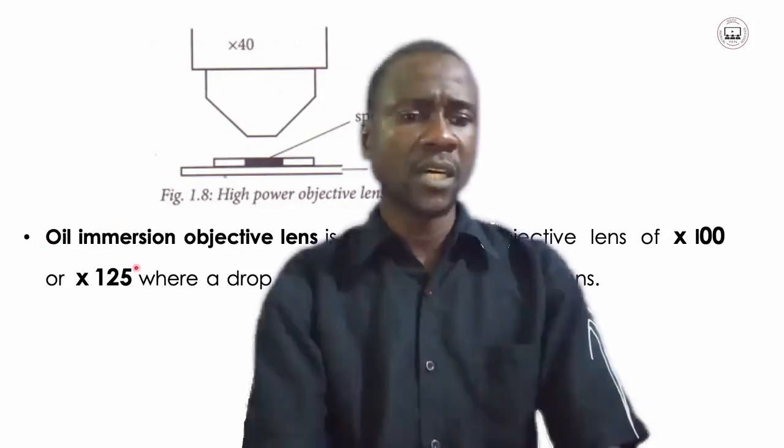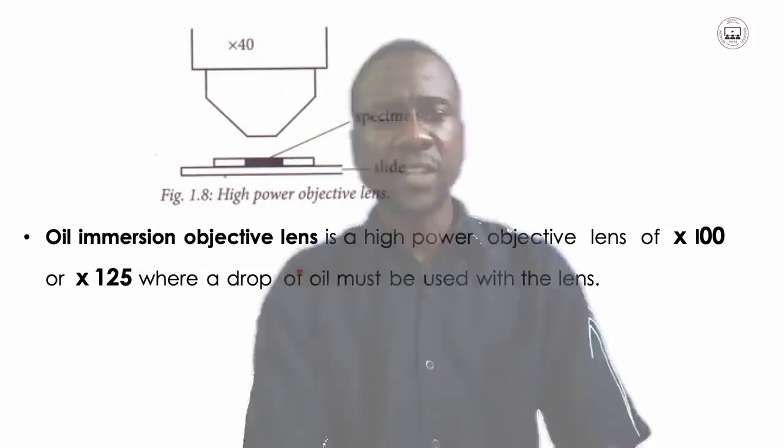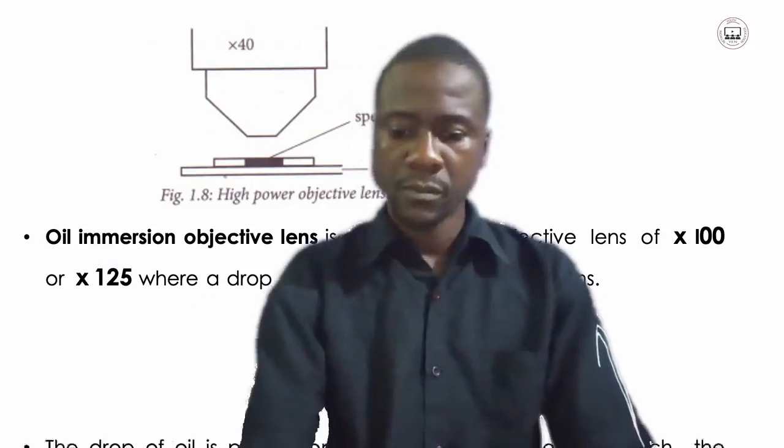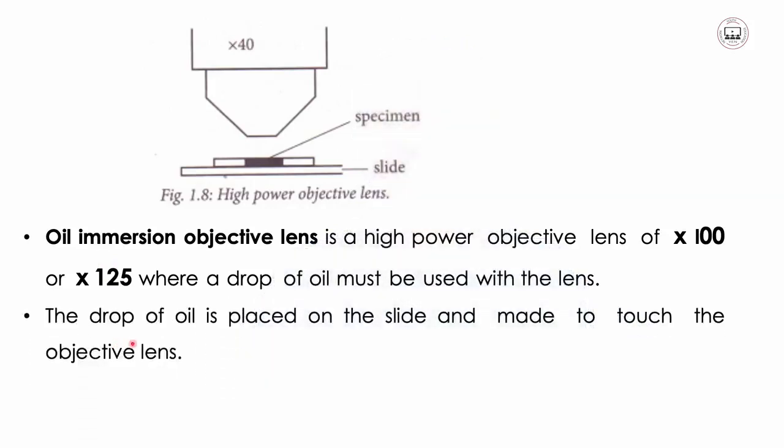Now let us look at the oil immersion objective lens. It is a high power objective lens of times 100 or 125, where a drop of oil must be used with the lens. The drop of oil is placed on the slide and made to touch the objective lens.